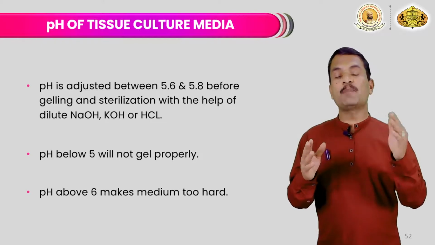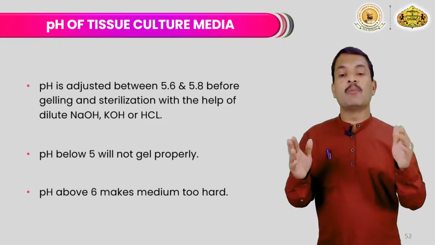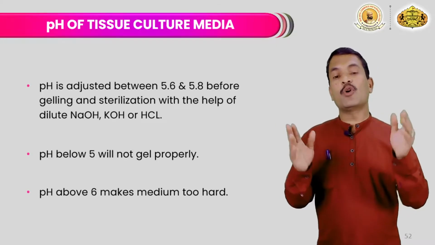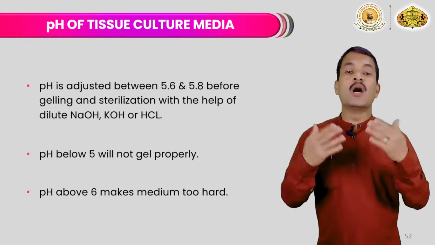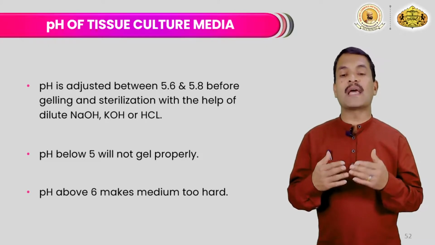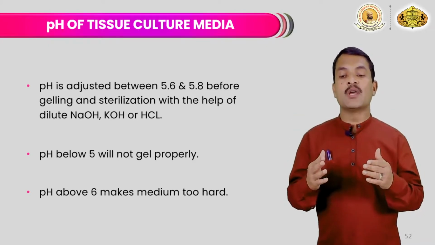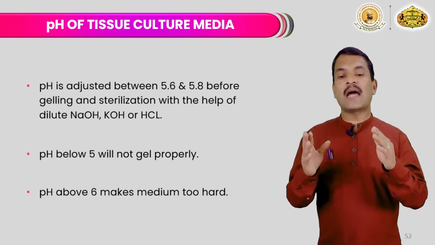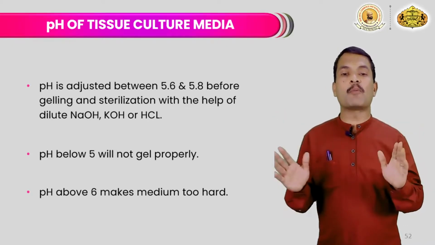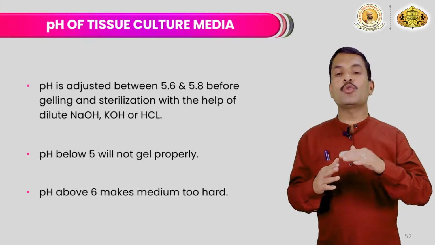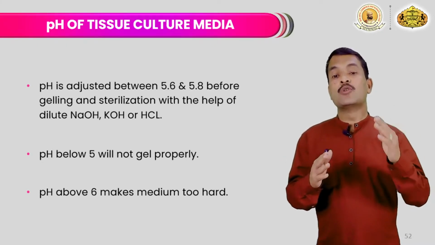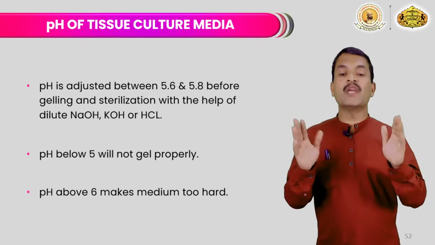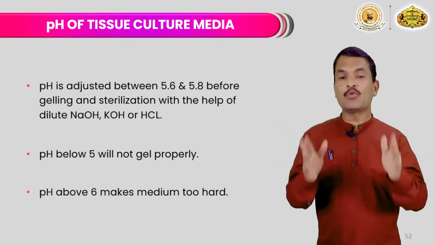If you want to increase the pH, you can do so using these dilute solutions, and if you want to decrease the pH, you can use diluted hydrochloric acid. If the pH goes below 5, the medium will be more acidic, and in that case gelling will not occur properly. If the pH goes above 6, in the basic range, the medium will be harder. You have to remember that.